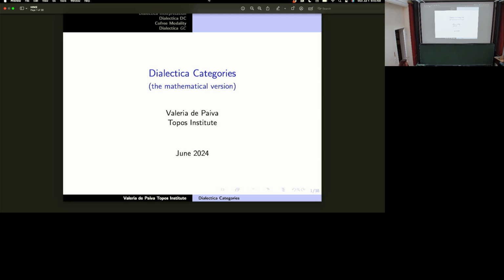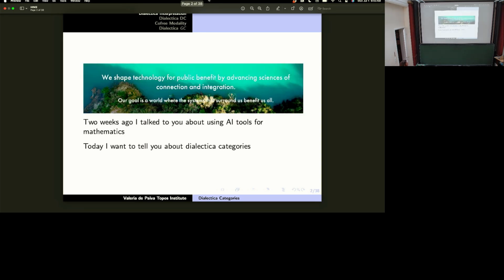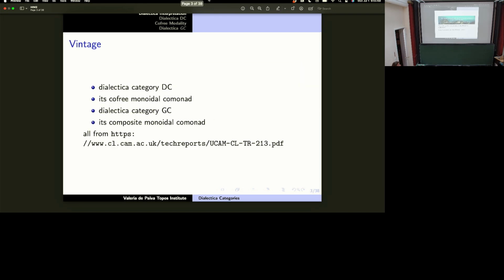So, I'm Valeria. I work in the Topos Institute, which I forgot to say this morning. And I'm going to talk to you about dialectical categories in the more categorical version. Because I cannot resist, I always put back the mission of Topos. It's about shaping technology for the public benefit, and we want to do that by advancing the science of connection and integration. As I was saying, 2 weeks ago I talked about AI tools for mathematics. Now I want to talk to you about dialectical categories.